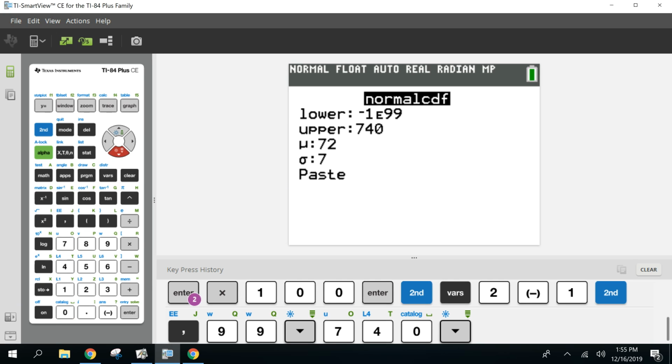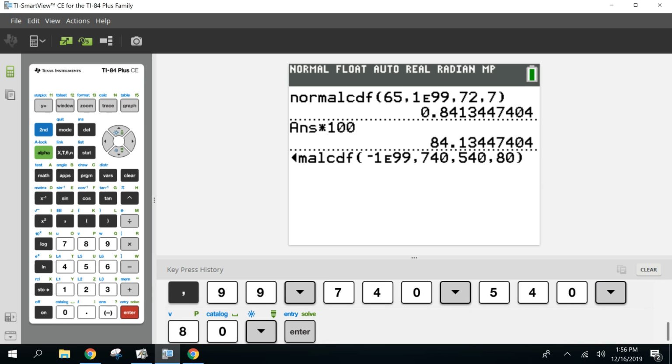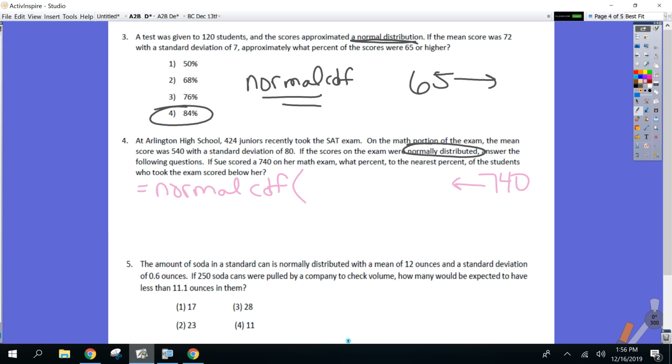Mean? 540 with a standard deviation of 80. Paste it. And it's what, to the nearest percent? 99%.